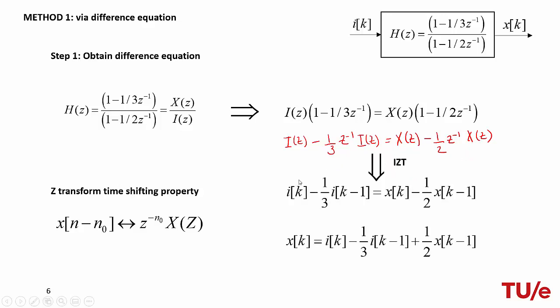So applying the time shifting property, I easily obtained in the time domain the transform of this equation in the z domain, and the last step is to rearrange to have x(k) on the left side of the equation to obtain finally the difference equation.